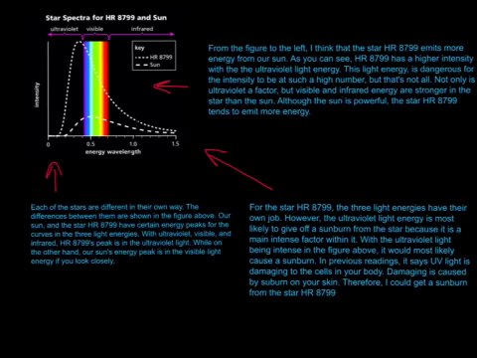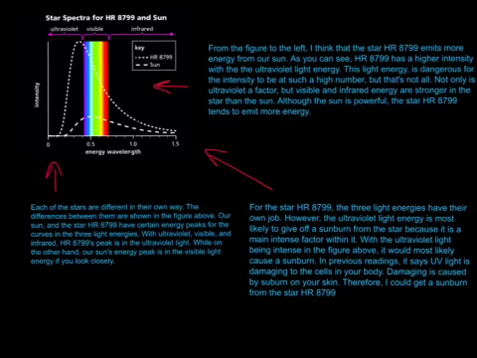Each of the stars is different in its own way, as you can see from the star HR 8799 and the sun. The differences between them are shown in the figure above. Our sun and the star HR 8799 have certain energy peaks for the curves and the 3 light energies. With ultraviolet, visible, and infrared, HR 8799's peak is in the ultraviolet light, while on the other hand, our sun's energy peak is in the visible light energy if you look closely.